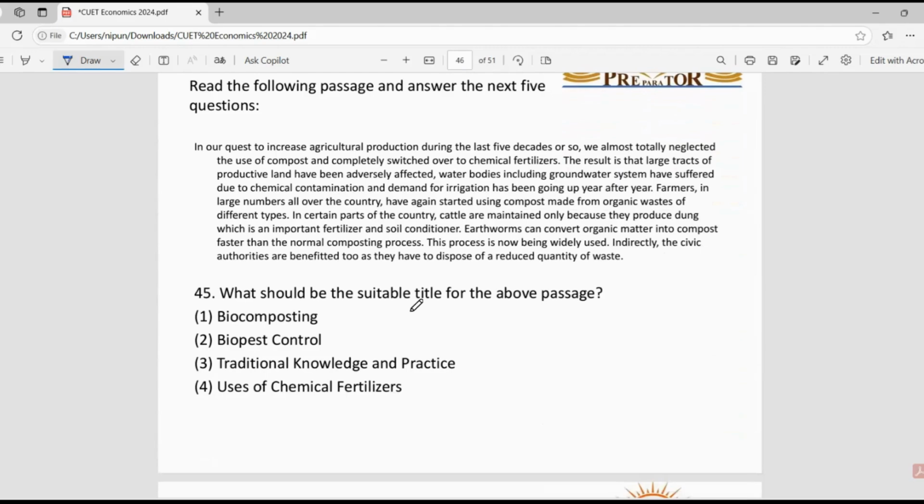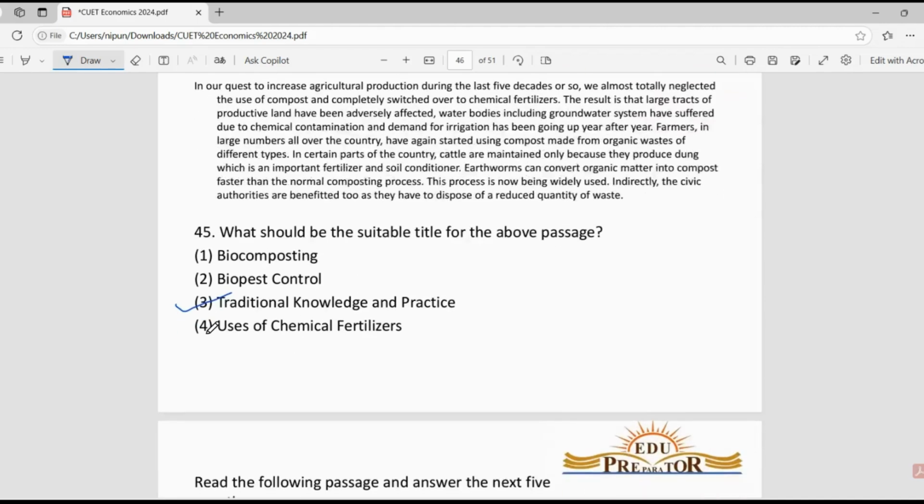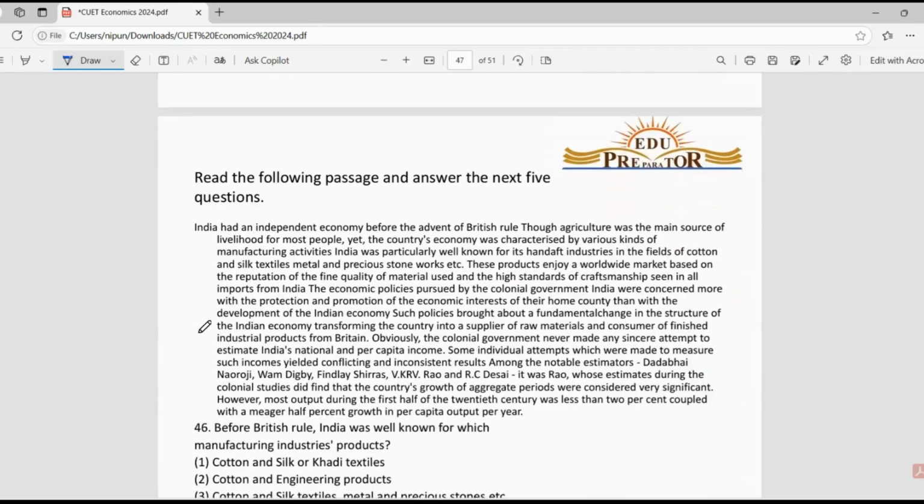45th. What should be the suitable title for the above passage? Should it be biocomposting? Are we talking only about biocomposting? No. Is it biopest control? No. Is it about chemical fertilizers? I think the best option should be traditional knowledge and practices, because we are going back to our roots, right? All right. Let us come on to the next paragraph.